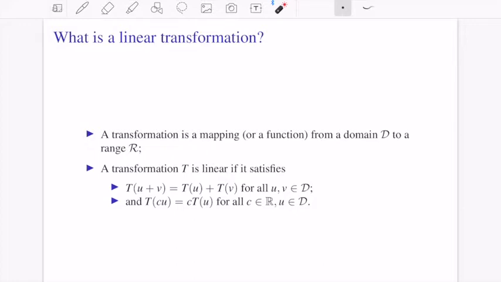And we want to have another condition. T mapping on C times U is the same as C times T of U. Here C is a scalar, a number, and U could be a vector in the domain.